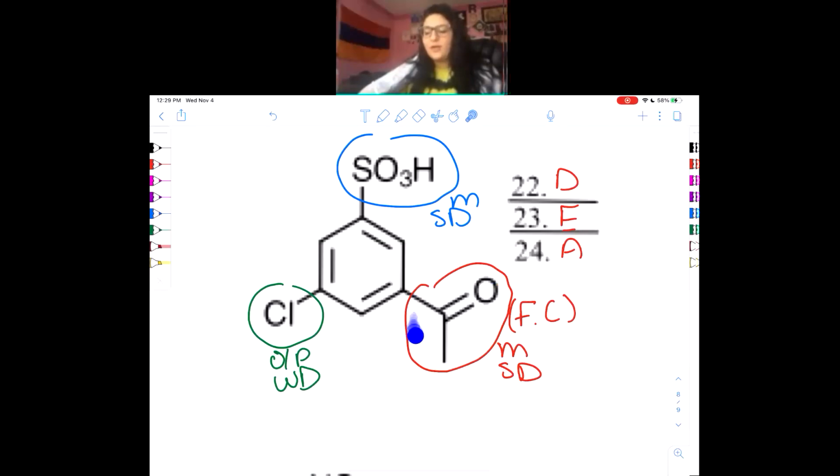Once we have this group on, it's a meta director. So let's say we think chlorine is second. Cool, it adds meta. But when we're adding this group, between chlorine and the ketone, chlorine will be the most activating. So then it would direct the next group ortho or para. Since it's meta, the third group, we know that chlorine had to be last because there's no way for chlorine to be added first or second and for us to get all meta to one another. Does that make more sense-ish?